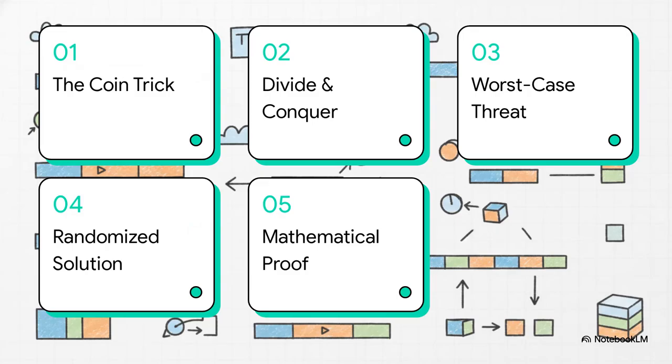So, here is our roadmap for today. We'll start with part 1, intuition, the coin trick. Then 2, formalization, divide and conquer. Next is 3, the threat, worst-case complexity. After that, 4, the solution, randomized average case. And finally, part 5, the proof, information theoretic bound.